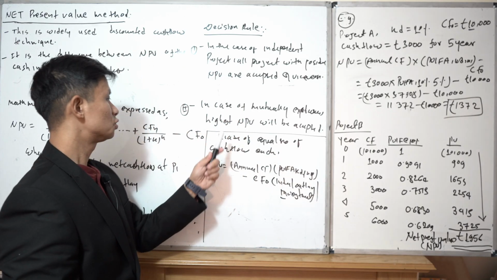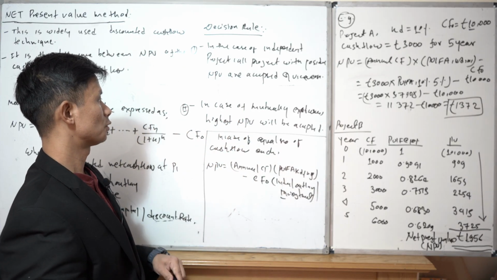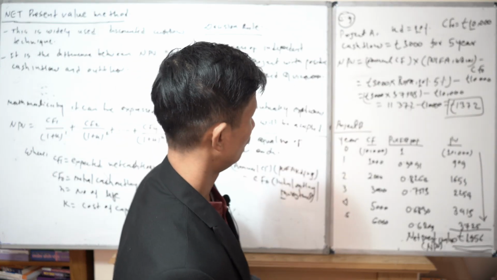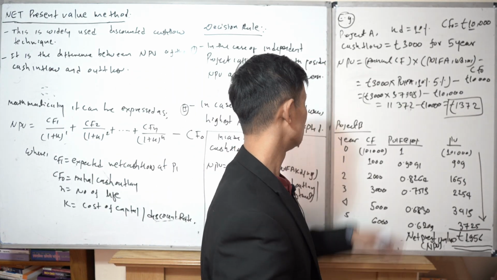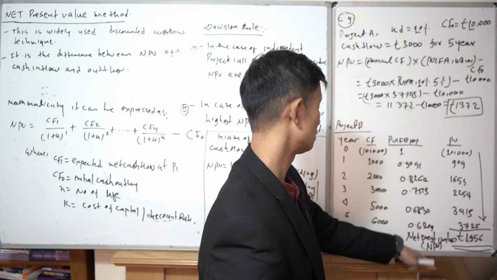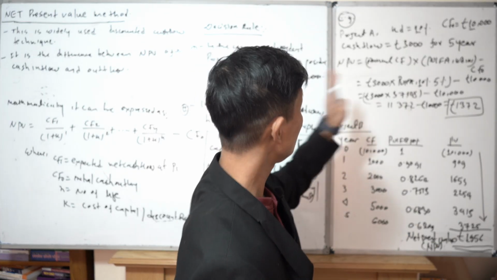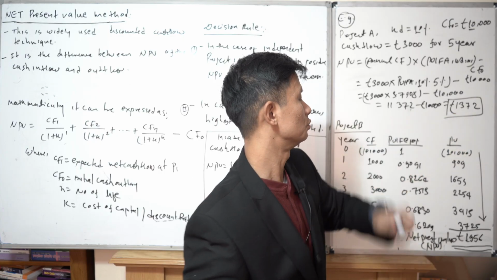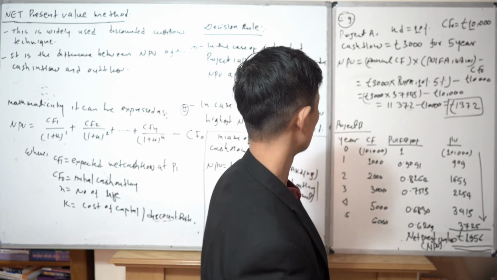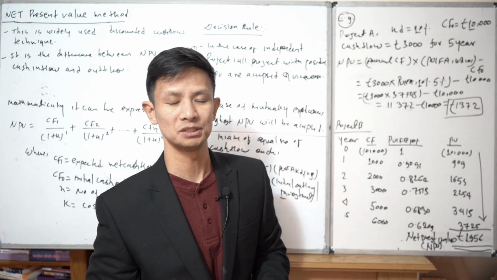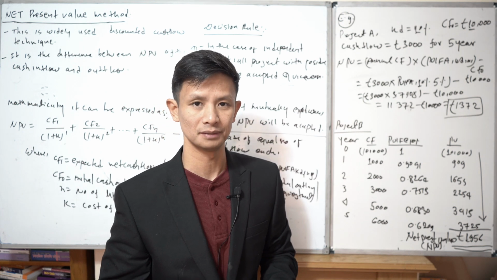And in case of mutually exclusive projects, the highest net present value will be accepted. That means the highest net present value is for project B, because the net present value for project B is 1956 and the net present value for project A is 1372. So clearly project B is to be accepted if the decision rule is based on the mutually exclusive method.